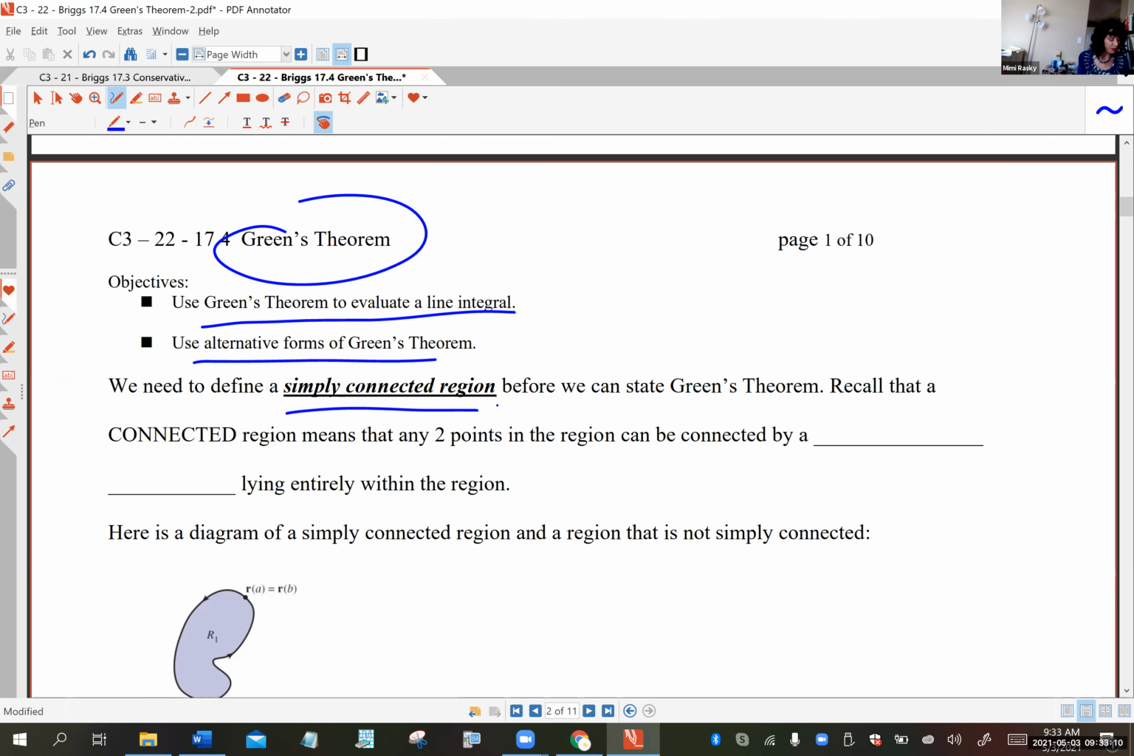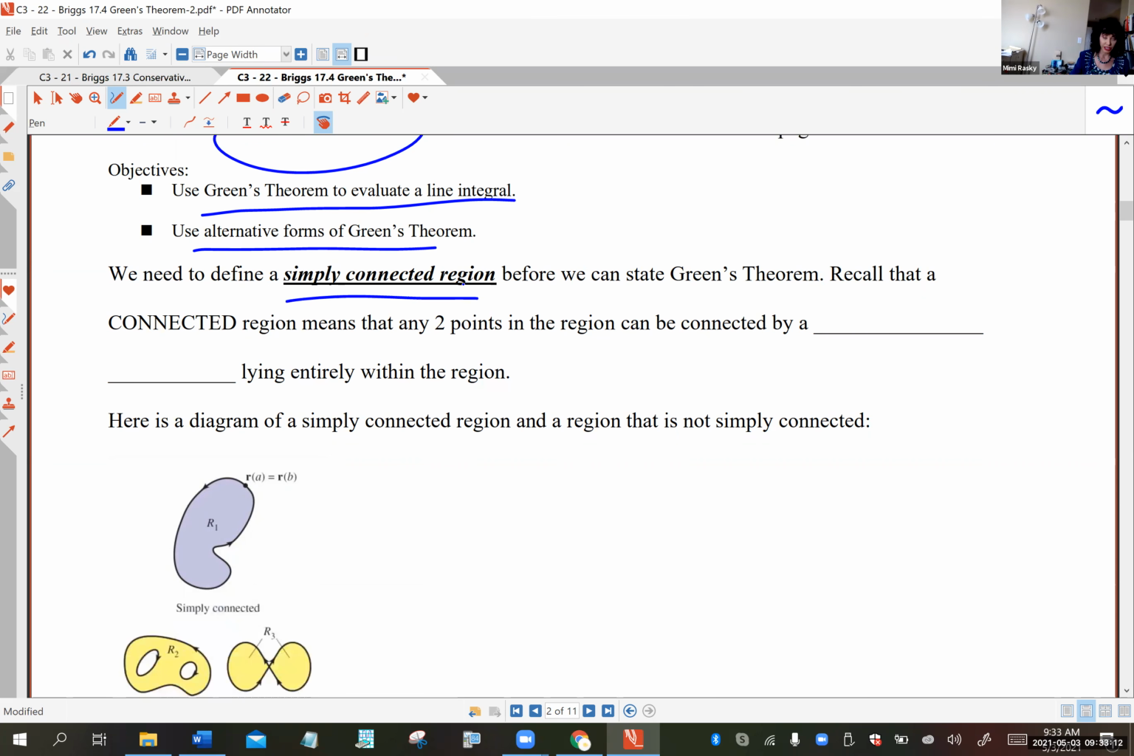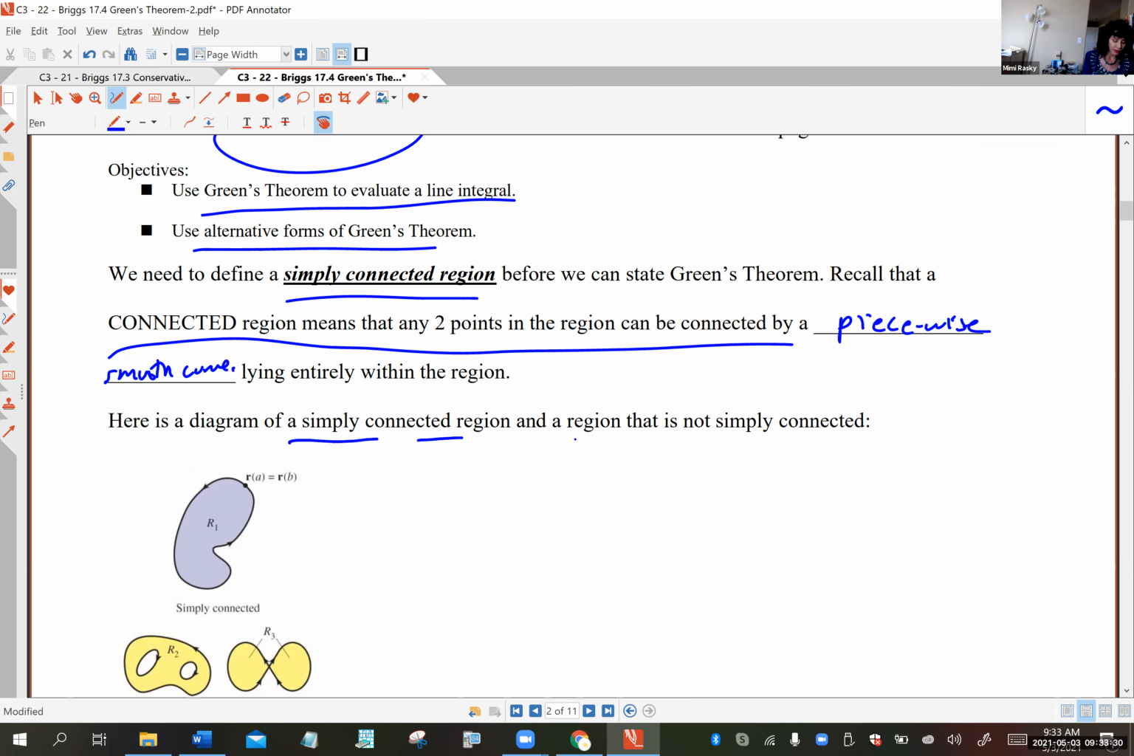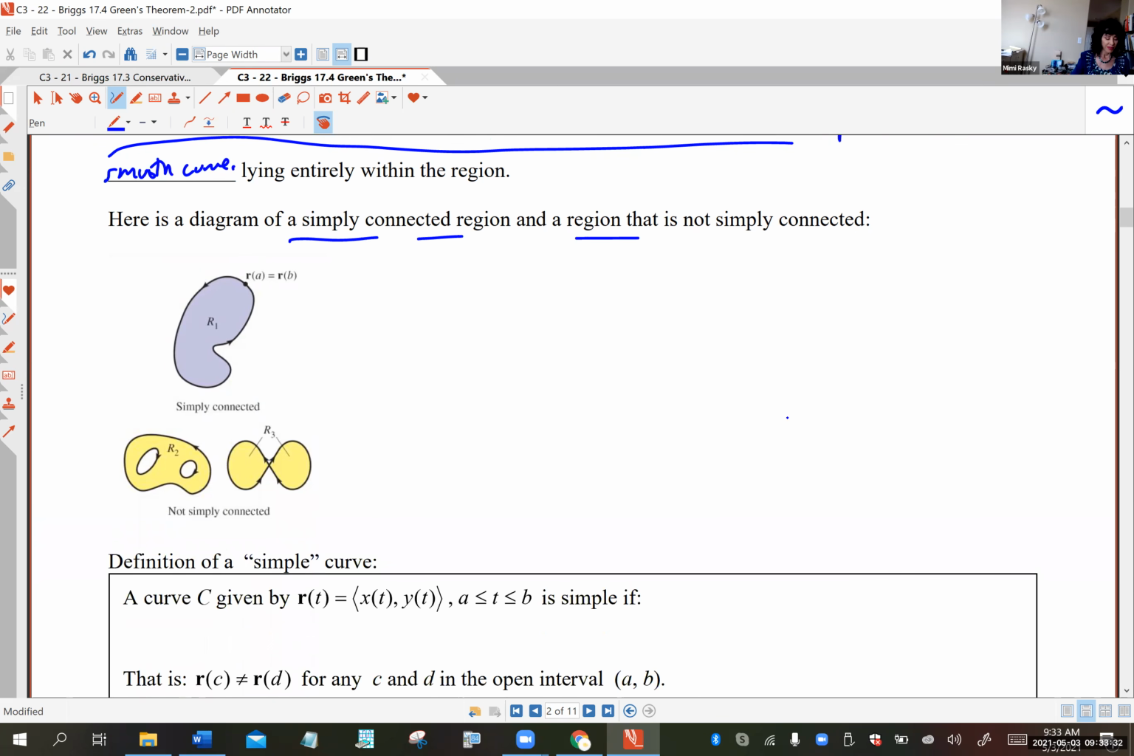So what's a simply connected region? We did a connected region last week. We did a connected region that if you have any 2 points in a region, it can be connected by a piecewise smooth curve. And we talked about how Hawaii is not connected. You've got different islands. But what's simply connected? Simply connected, and here are some diagrams. This right here is simply connected. These guys are not.